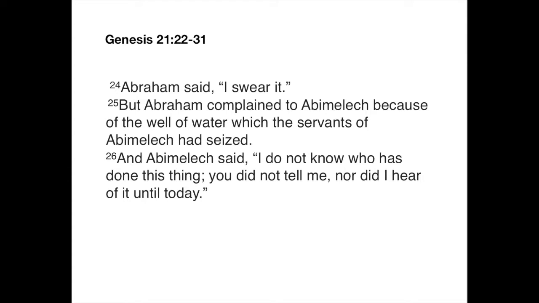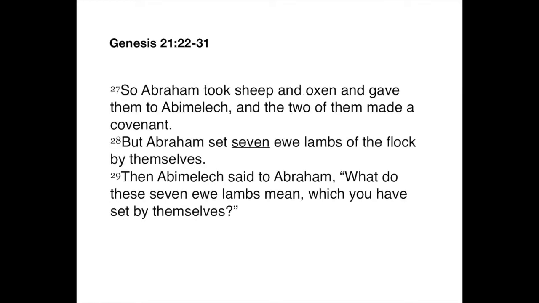But Abraham complained to Abimelech because of the well of water which the servants of Abimelech had seized. And Abimelech said, I do not know who has done this thing. You did not tell me, nor have I heard of it until today. So Abraham took sheep and oxen and gave them to Abimelech, and the two of them made a covenant. But Abraham set aside seven ewe lambs of the flock by themselves. Then Abimelech said to Abraham, what do these seven ewe lambs mean, which you have set by themselves?